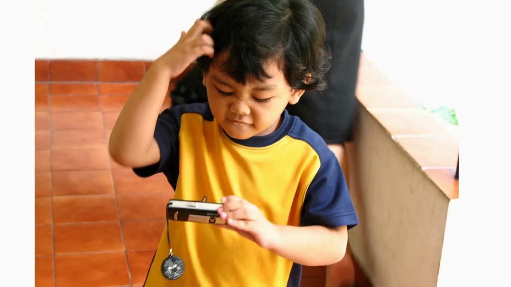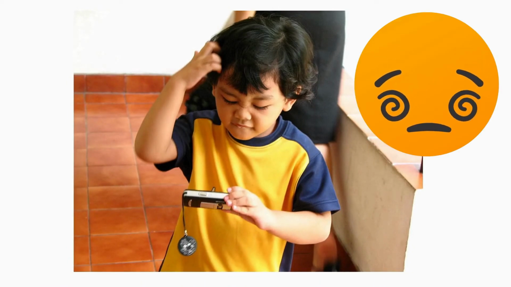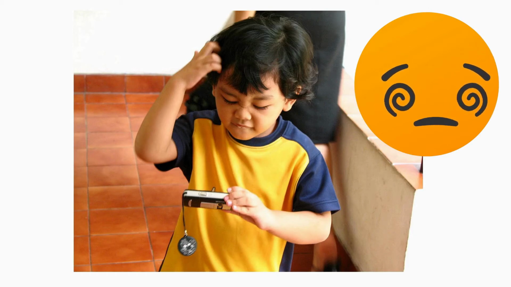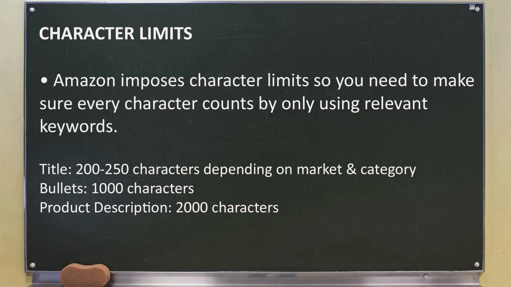Keyword stuffing is problematic because there's no regard to how the writing sounds and looks to the customer. A listing stuffed with keywords may be good for the search engine, but it's going to be horrible for customers. Also, Amazon imposes character limits, so you need to make sure every character counts by only using relevant keywords and avoid wasting characters on irrelevant keywords.